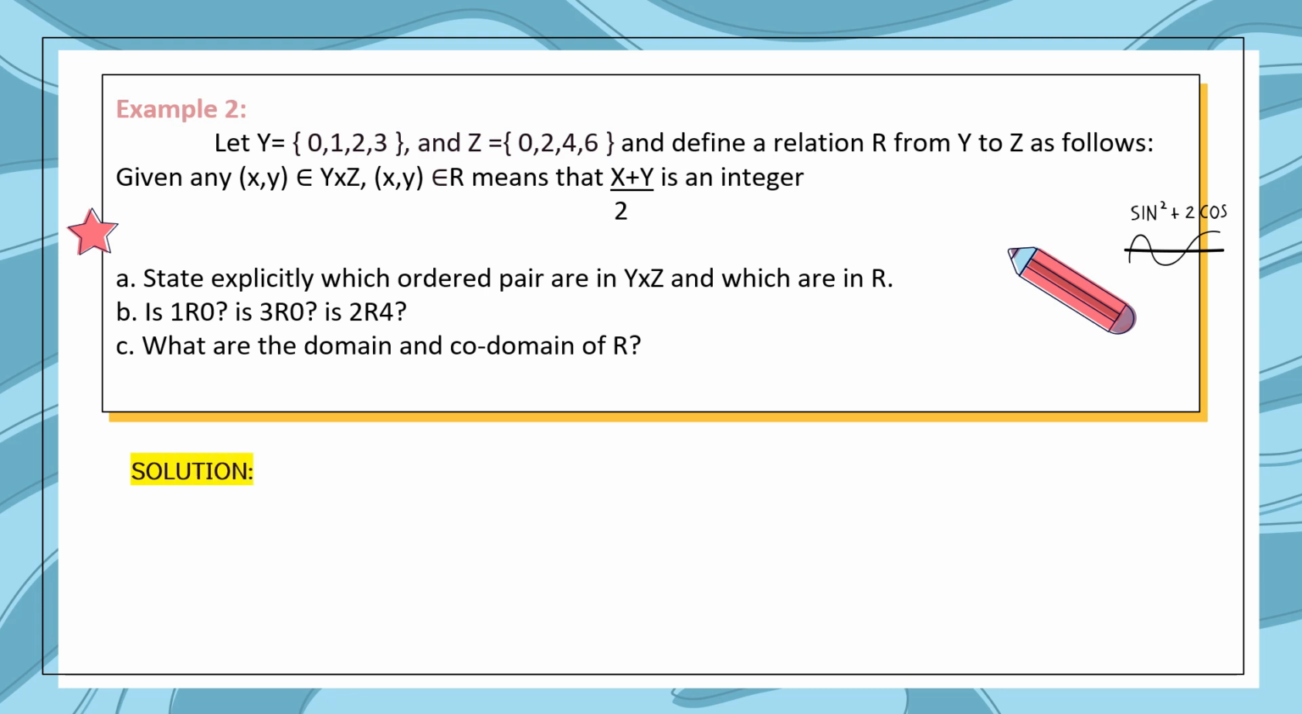The first question: state explicitly which ordered pairs are in Y cross Z and which are in R. Letter B: is 1 related to 0? Is 3 related to 0? Is 2 related to 4? And letter C: what are the domain and codomain of R?